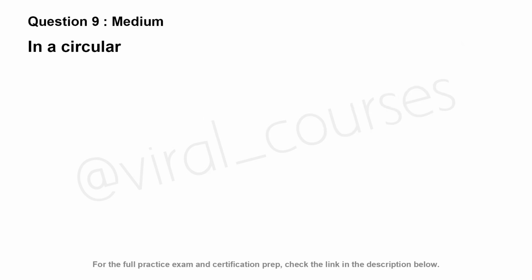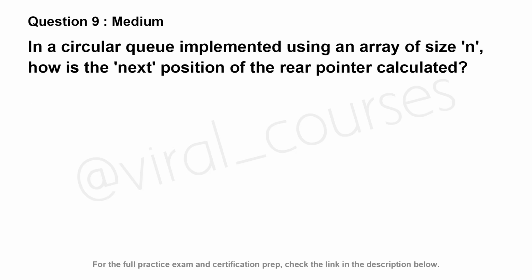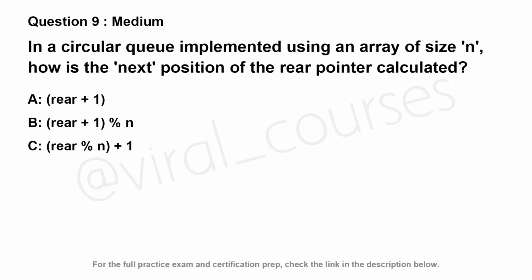In a circular queue implemented using an array of size n, how is the next position of the rear pointer calculated? Option A, rear + 1. Option B, (rear + 1) % n. Option C, rear % n + 1. Option D, rear + 1 % n.